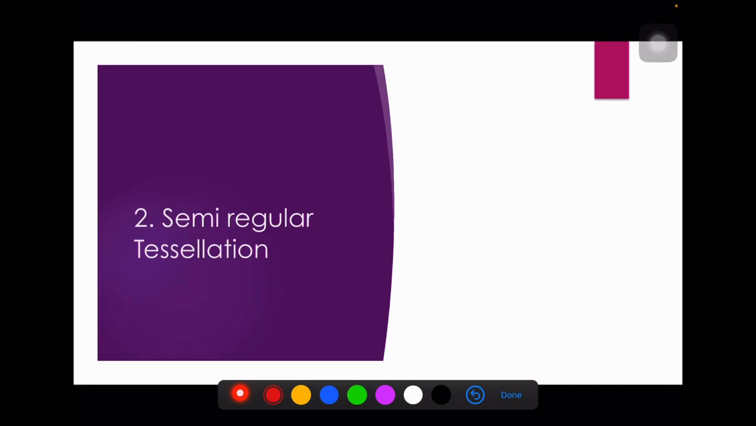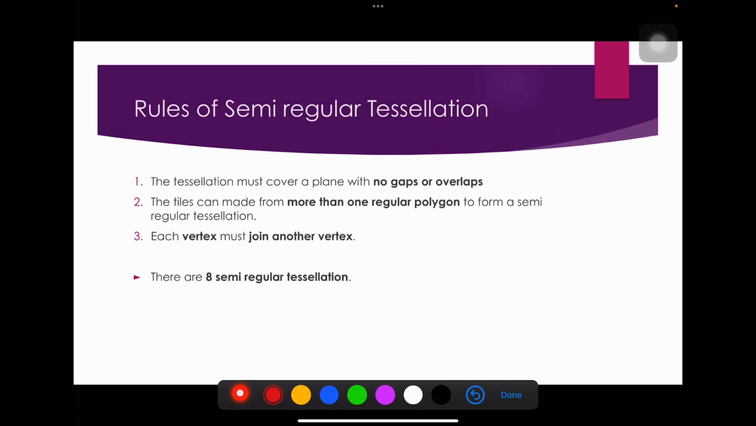Right, let's look at the second type of tessellation, which is semi-regular tessellation. Here are some rules for semi-regular tessellation. Number 1, the tessellation must cover a plane with no gaps or overlaps also. Okay, the tiles can be made from more than one regular polygon to form a semi-regular tessellation. Each vertex must join another vertex. Okay, so there are 8 semi-regular tessellations.